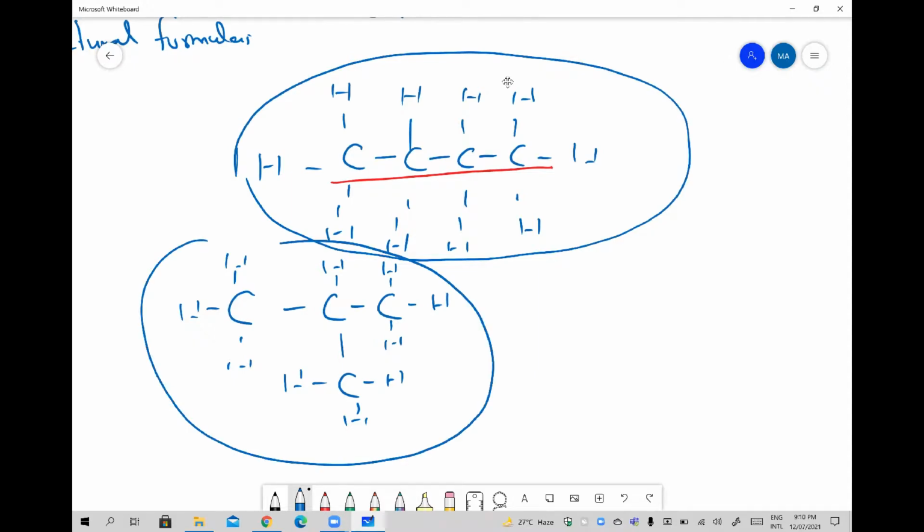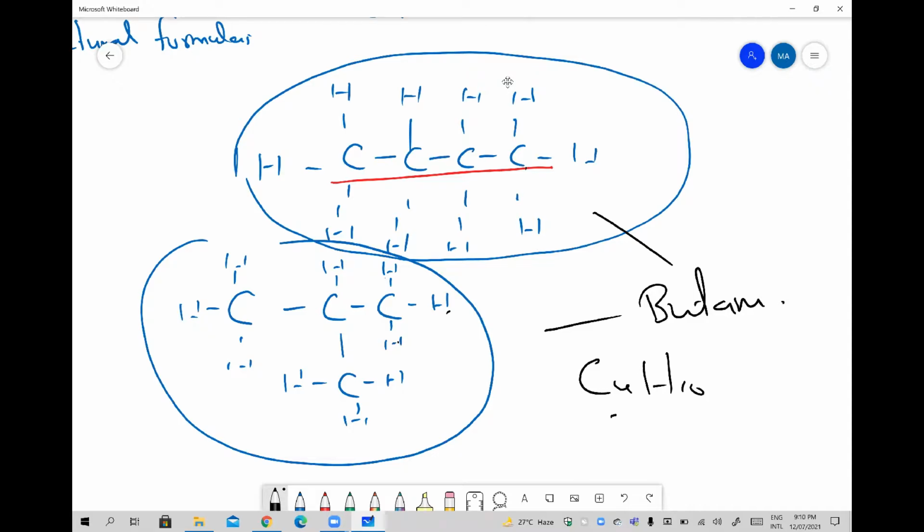So the first structure and the second structure here are both butanes. They have exactly 4 carbons and 10 hydrogens. You can even count the hydrogens in this one here. So C4H10 is the molecular formula, but the structural formulas are different. Why? Because the connectivities are different.